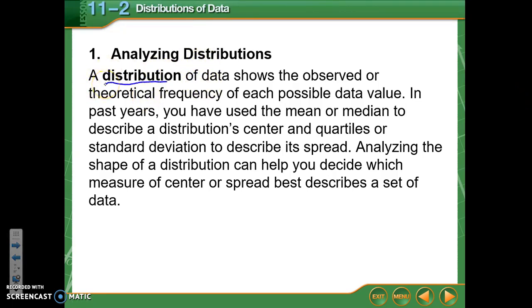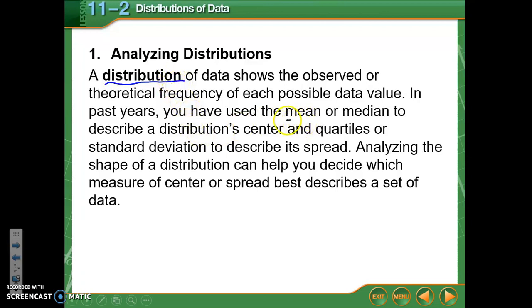Basically what a distribution is, it shows the observed frequency or the theoretical frequency of each possible data value. What does that mean? It shows how many times I could get each kind of result. So that's my distribution, and you'll see what those look like in a bit. A lot of times we use histograms to show those, kind of like a bar graph.